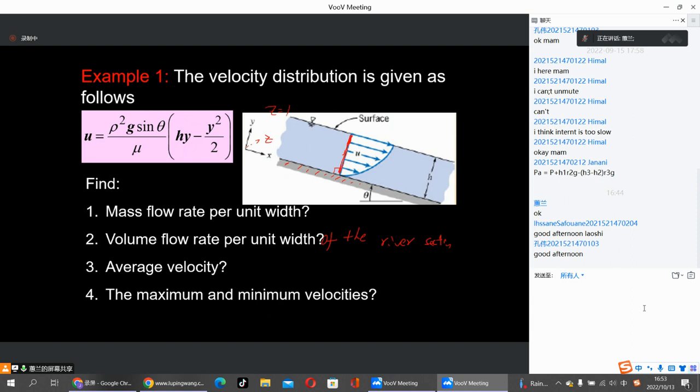Just like what we have defined in the definition of the volume flow rate, first we take the differential element. The area of this differential element should equal dy times 1, right? Because it is unit width.